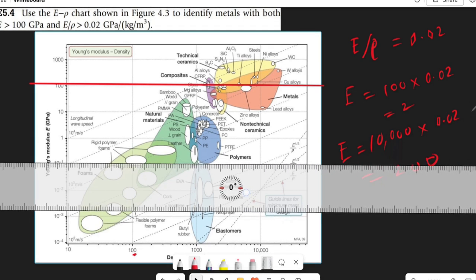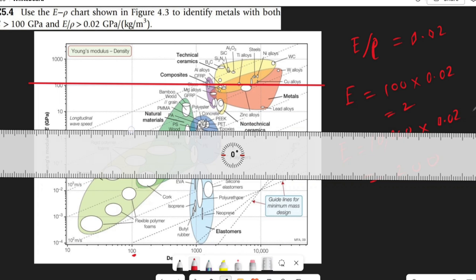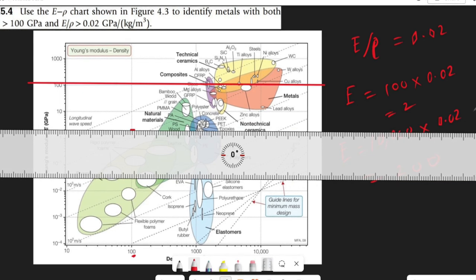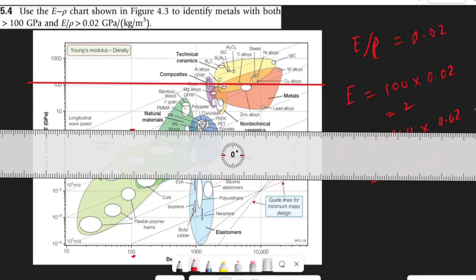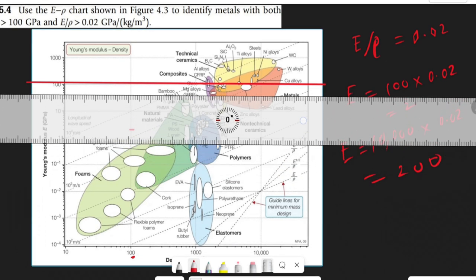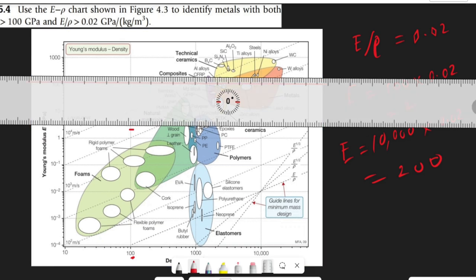So at 100 and 2, so this is 1 and this is what? 2. You draw your point just right there as the first point. So the next one is when density is 10,000 and our Young's modulus is 200. So at 1,000, so this is 1,000, and we go to 200. So this is 100 and this is 200. We now draw our second line.